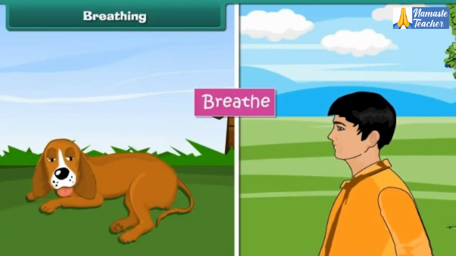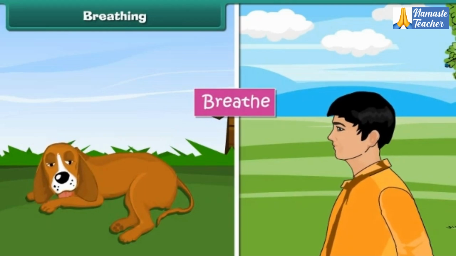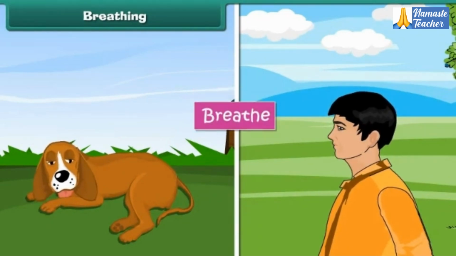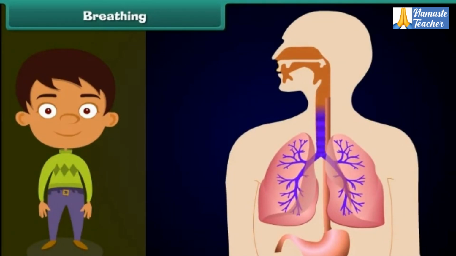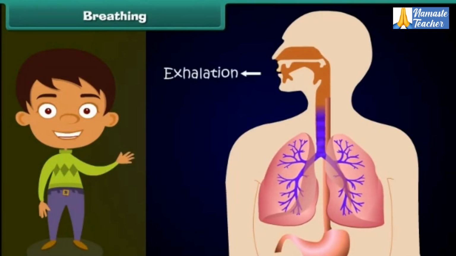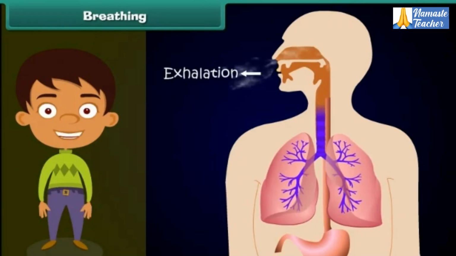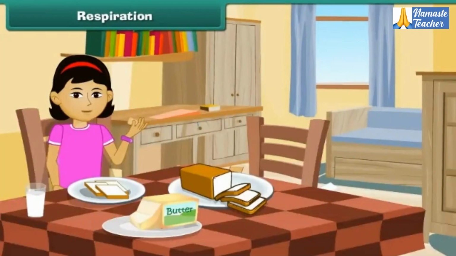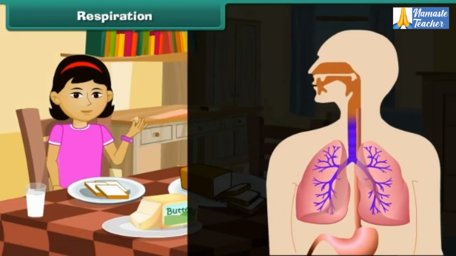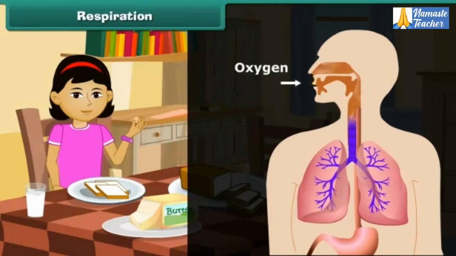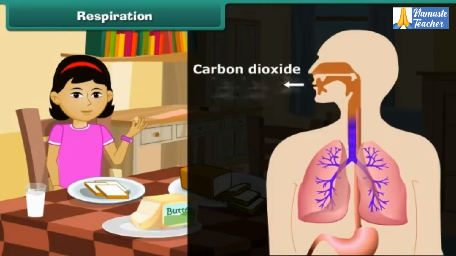Breathing. All living things breathe. The process of breathing involves two steps. Taking oxygen-rich air into the body, known as inhalation. Releasing carbon dioxide-rich air from the body, known as exhalation. Respiration. Food gives us energy. The process of release of energy by food into our body is called respiration. Oxygen helps in respiration. Carbon dioxide is released during the process of respiration.